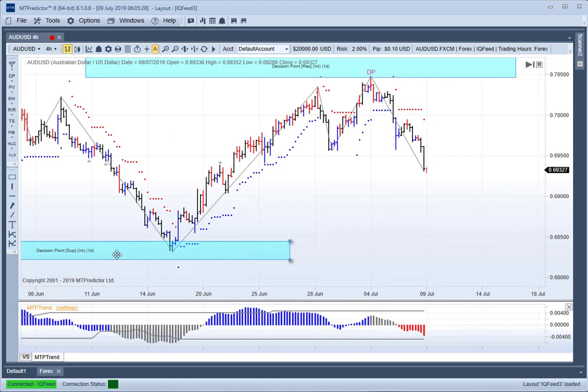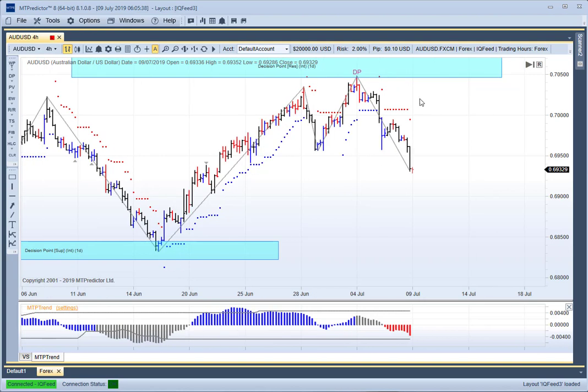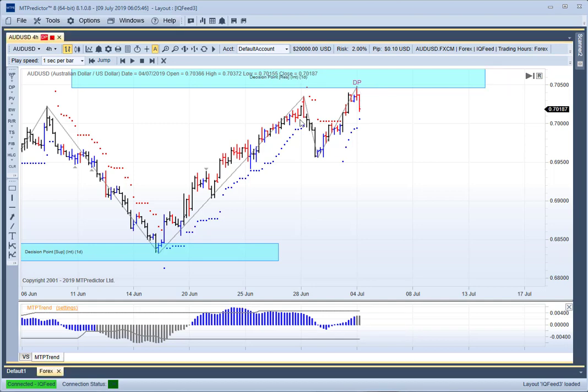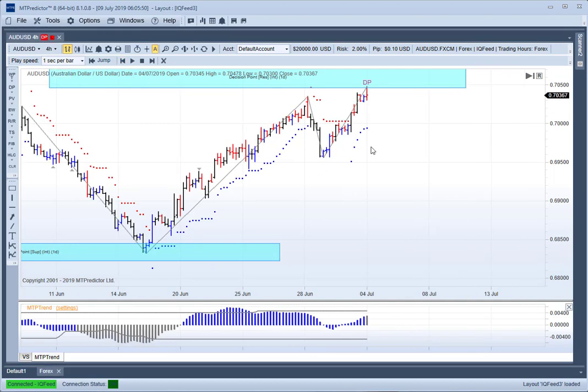So here you can see that we actually nailed that low nicely, the market rallied up. So obviously you wouldn't be looking at sell setups there because, well, the MTP trend was blue and we're coming off support. But look how much clearer the picture is here. Can we see this? If I use our training mode again and go back to that DP sell, look how much clearer that is.